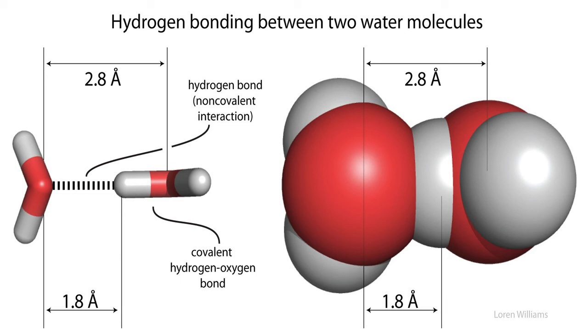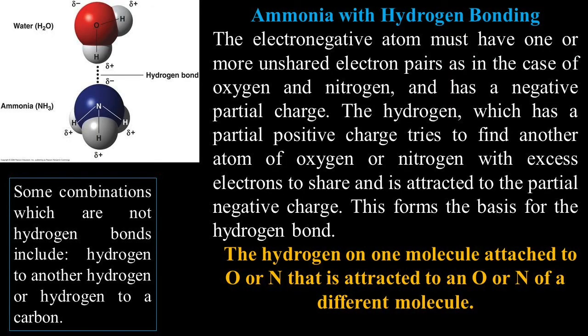Here's another example of hydrogen bonding and the length of the hydrogen bond. And again, water has many unusual properties because of this hydrogen bonding. On the left, it says some combinations which are not hydrogen bonds include hydrogen to another hydrogen or hydrogen to a carbon. Now, ammonia with hydrogen bonding.